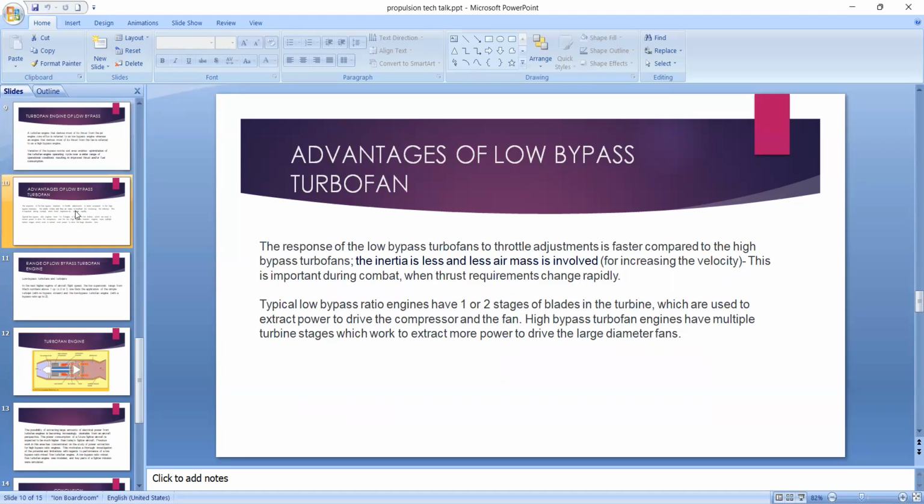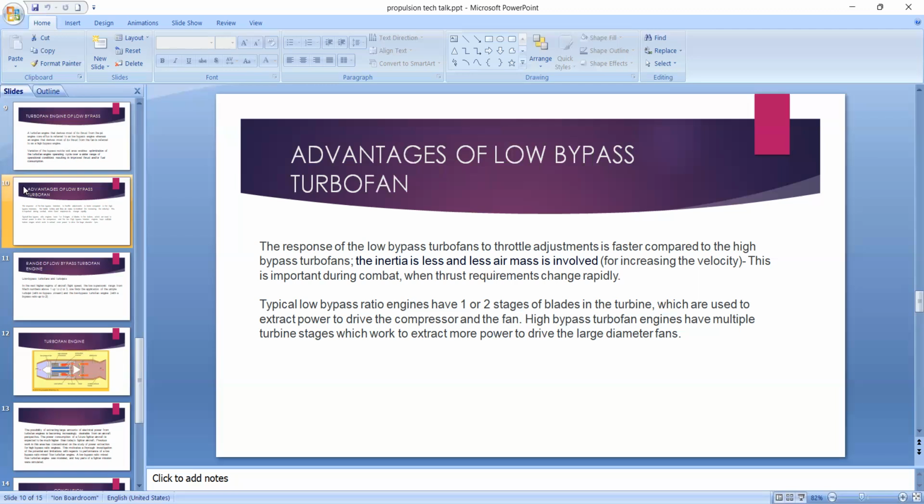In the case of low bypass turbofans, the response to throttle adjustments is faster compared to the high bypass turbofans. The inertia is less and less air mass is involved for increasing the velocity. This is important during combat, when thrust requirements change rapidly.